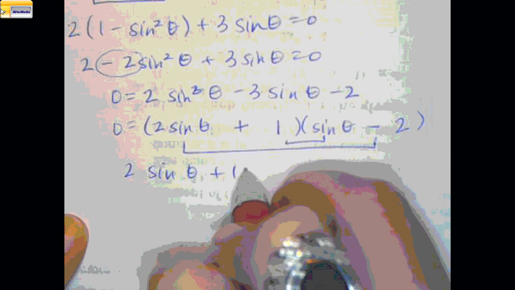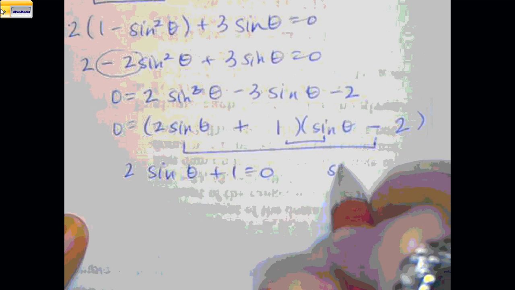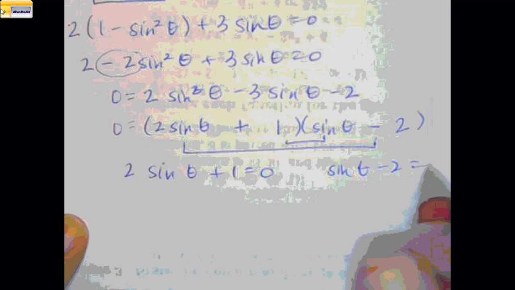Yes. So 2 sine theta plus 1 equals 0. Sine theta minus 2 equals 0. The guy on the left, does it freak you out if I do 2 steps in 1? Can I just say that that equals negative a half? Does that work? Because you subtract 1 from both sides and divide both sides by 2. Is everybody okay with that? Yeah, that works. All right.